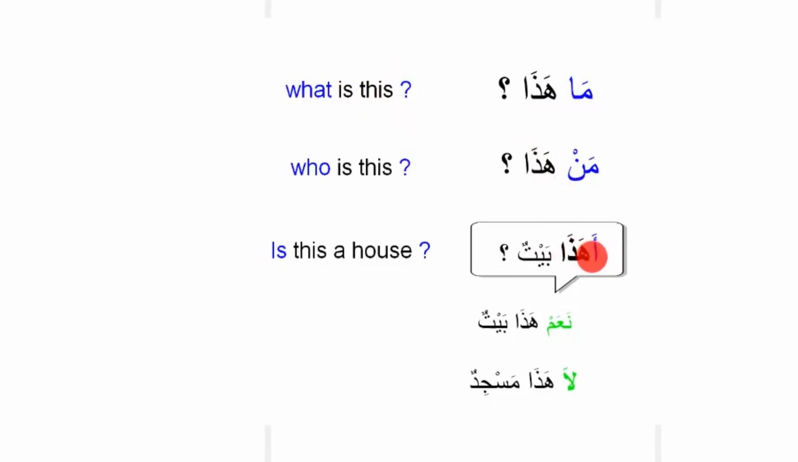Ahazah is also a phrase that comes to mean "is this a...". So you see, hazah means "this", but if you add the alif, this is called hamzatul istifham. This hamza is called hamzatul istifham. It will mean "is this". For example, if you have any sentence, let me tell you much about this hamza. This hamza is simply added to a positive sentence to make it an interrogative sentence.